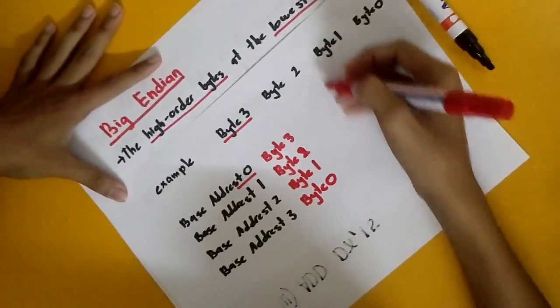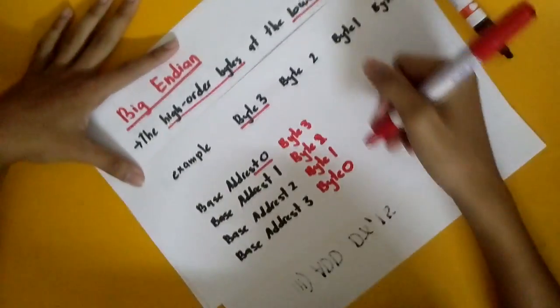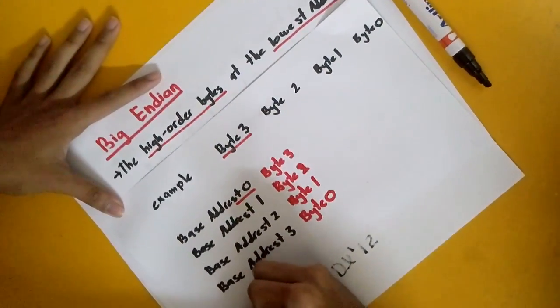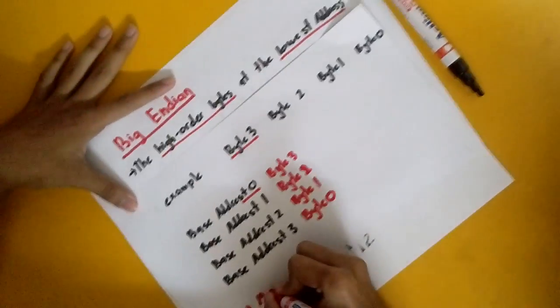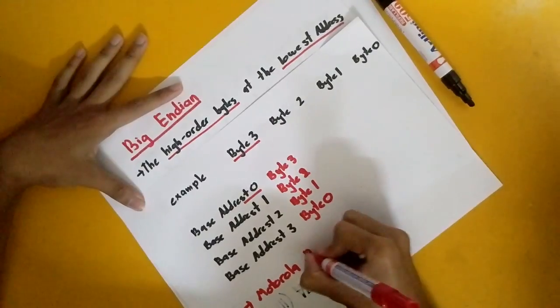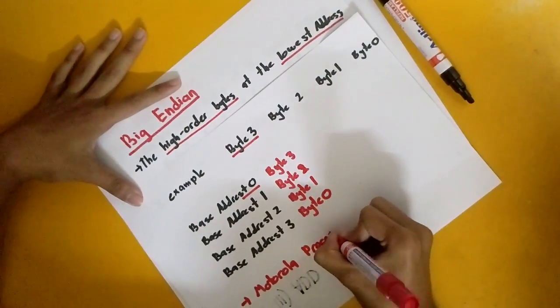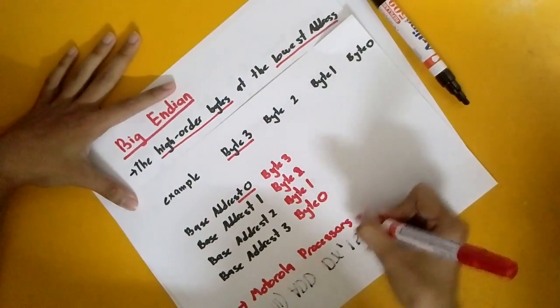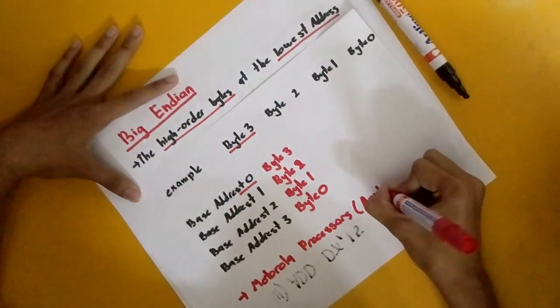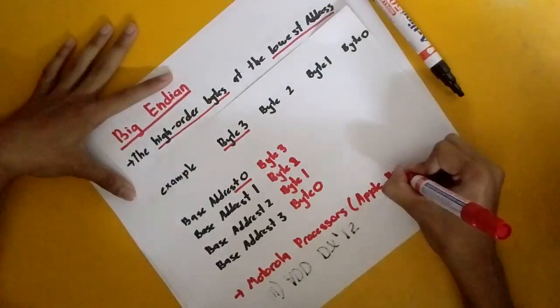So this means that Big Endian is commonly used in the Motorola processor that is used in Apple products.